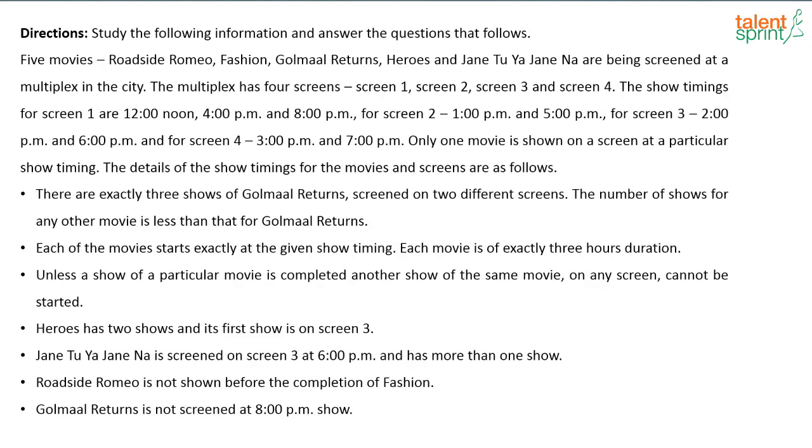So again, take the next 1 or 2 minutes, go through the information given here, and then we will solve the questions that follow. So what is given here? There are 5 movies: Roadside Romeo, Fashion, Golmaal Returns, Heroes, and Jaane Tu Ya Jaane Na. These are being screened at a multiplex in the city. The multiplex has 4 screens, screen 1, 2, 3 and 4. The show timings are as given below. Based on the given information, you have to find out which movie is screened in which screen at what time. So go through it, try to get the order, and then we will start solving it.